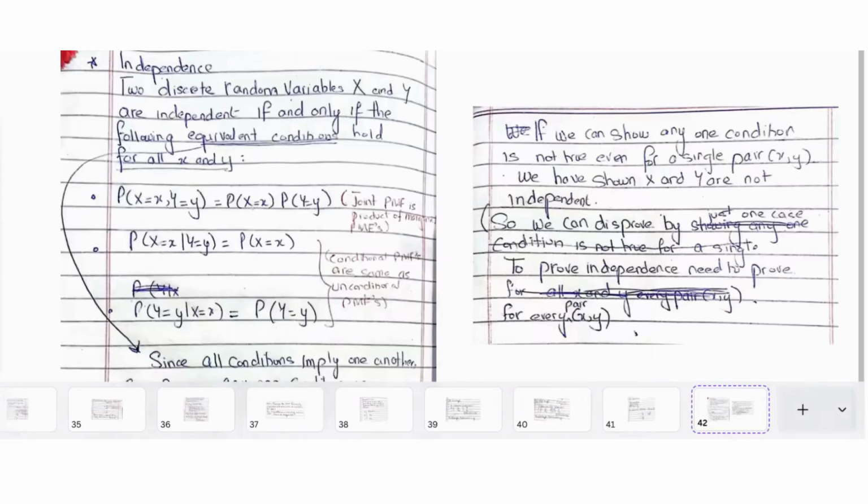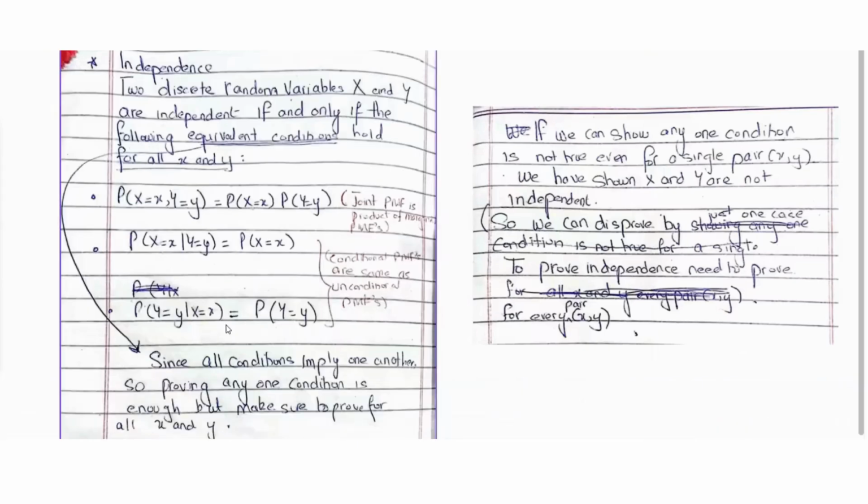So essentially the idea over here is this: because these conditions imply one another, to show they're independent, you can show any one of these conditions holds for all possible values of x and y. Right? You don't need to prove all three of these. You can prove any one of these, but you need to make sure you prove it for all x and y in order to claim they're independent.